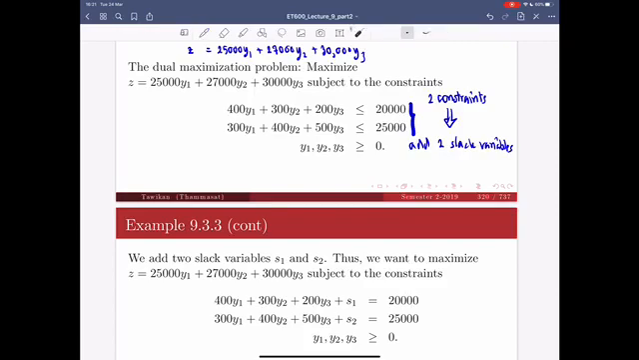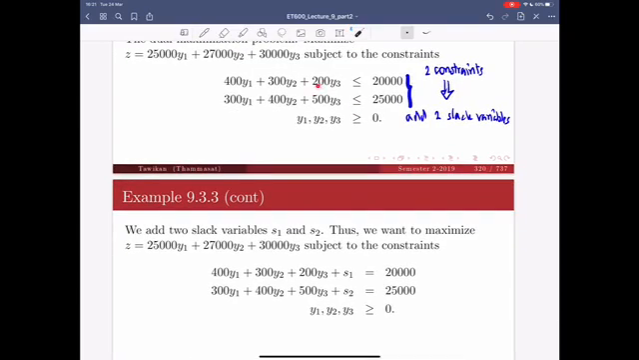So I'm going to name my slack variables as S1 and S2 as usual. And the reason that we add the slack variable is just to convert the inequality constraints to equal constraints. By adding the slack variable S1 in the first constraint, I can change that inequality sign to the equal sign. Same idea, by adding the slack variable S2 in the second constraint to the left, I can change the inequality sign to the equal sign.